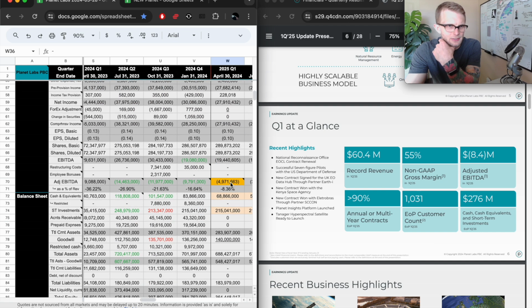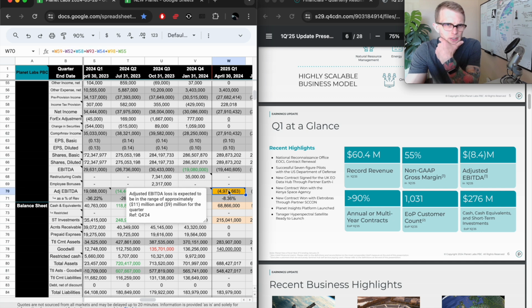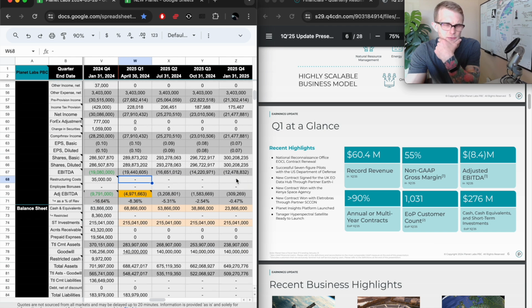We have adjusted EBITDA. We'll scroll down a little bit. That was negative $8.4 million. This was guided to be negative 11 to negative 9, so a little bit on the high side, I guess. I'm also curious to see if they are still guiding for adjusted EBITDA profitability by the end of, what do they call this, fiscal year 2025? This date here, by the end of our year 2024.